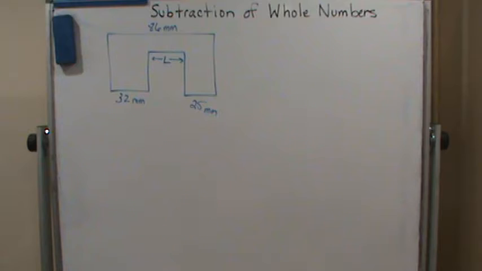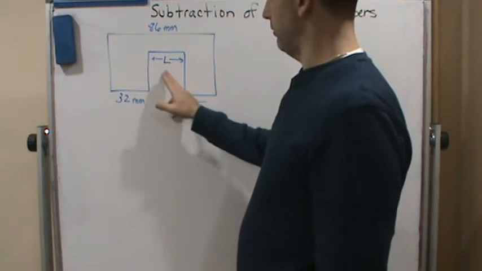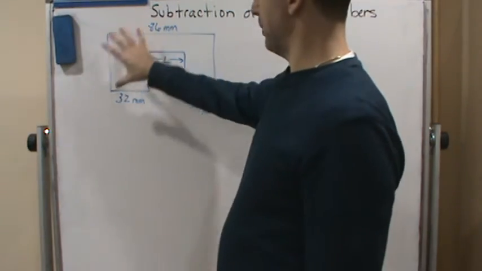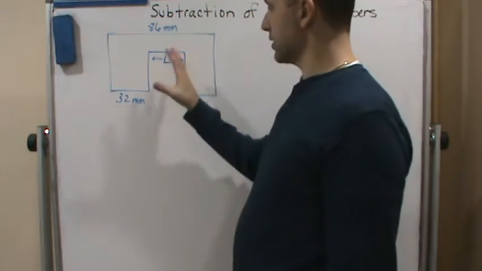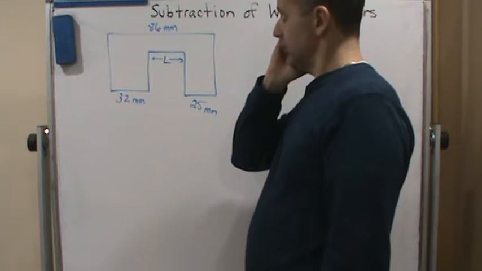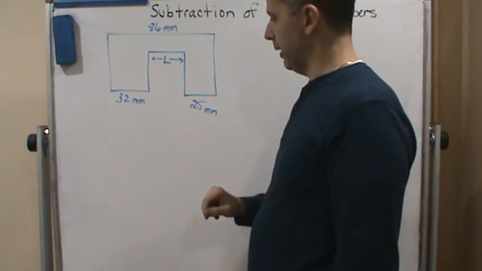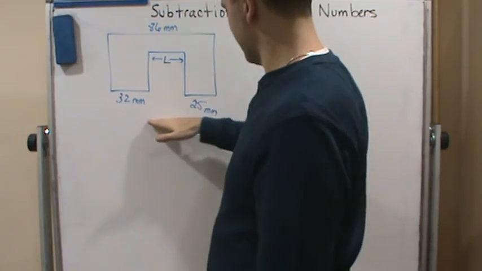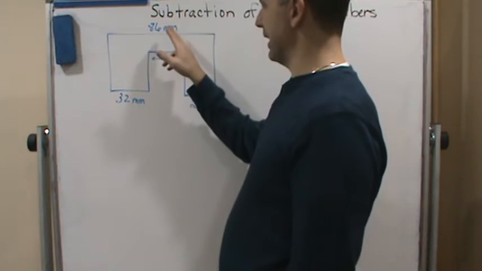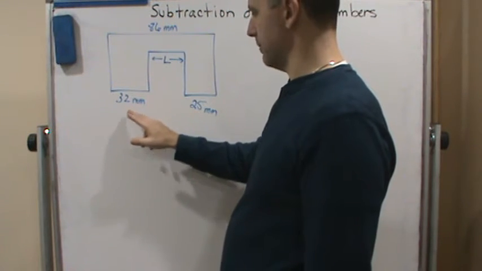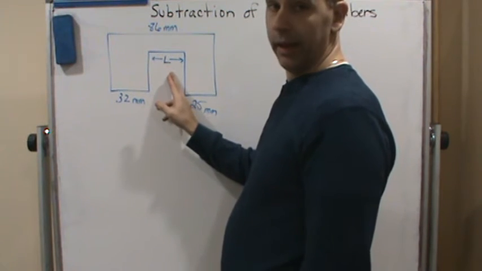Okay? So we're given this diagram, and we want to find the length of this L. Maybe this is a jig part. Maybe this is something that's being cut out. So it's pretty small. It's only 86 millimeters wide, right? But we want to find this inside width here. So we know that this length has to equal this length. What we could do is take the 86 millimeters and subtract off this amount, and subtract off this amount, and the remaining amount will be L.